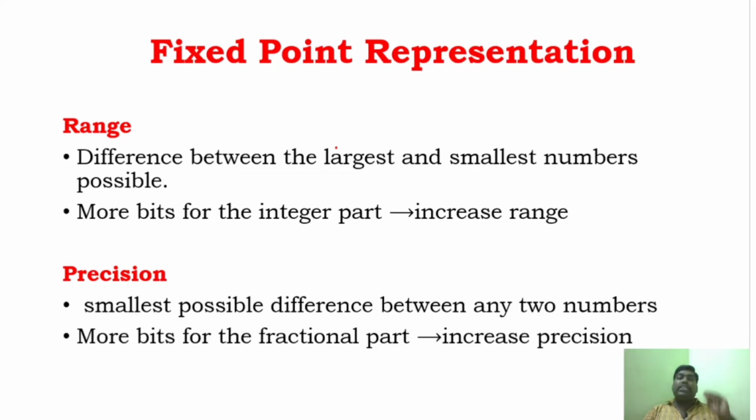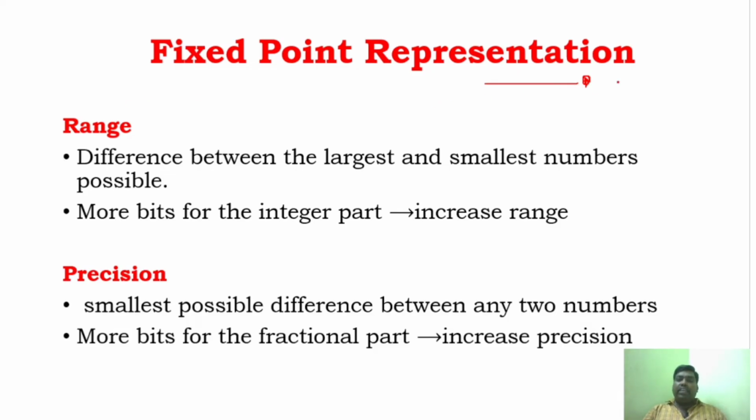And what is precision? The smallest possible difference between two numbers. That is called precision. More importantly, for example, if you take this decimal point, if there are more numbers on the left-hand side, that is in the integer part, then that speaks about the range.